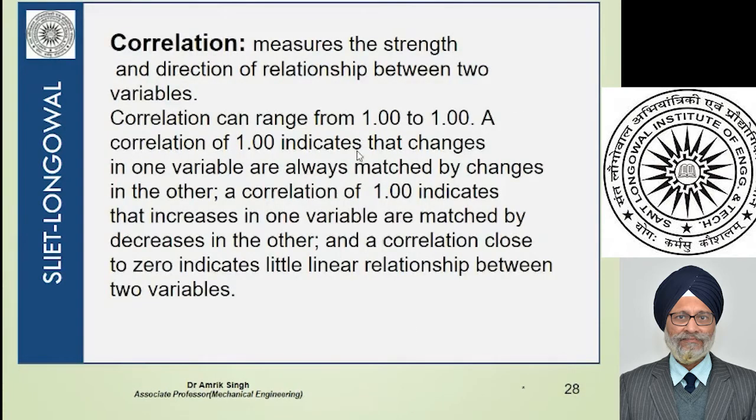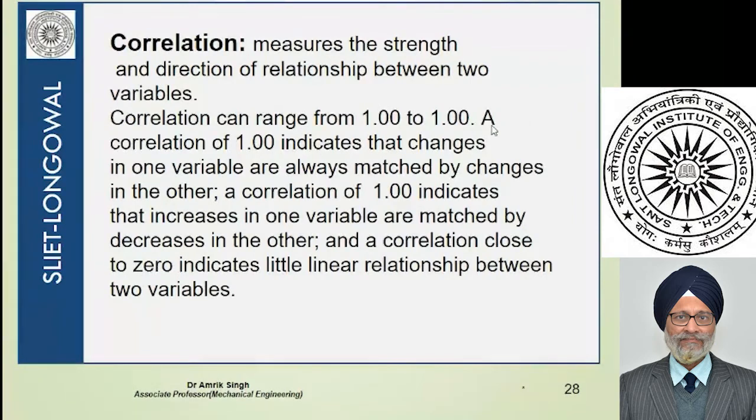Correlation means the strength and direction of the relationship between two variables. So regression and correlation are different. Correlation can range from -1 to 1.